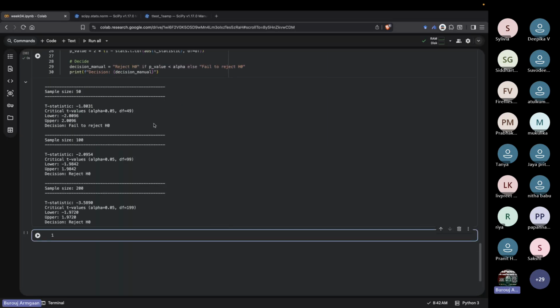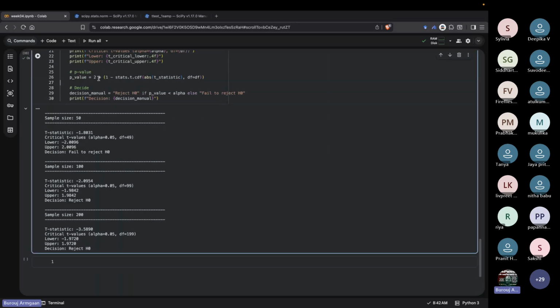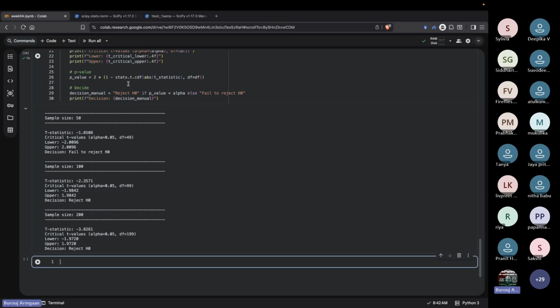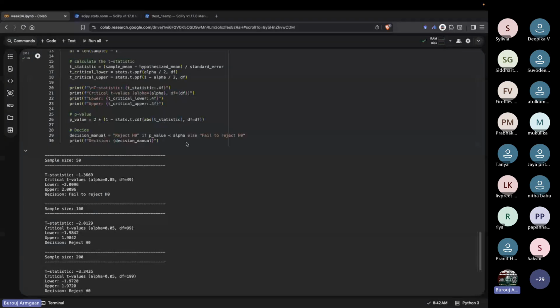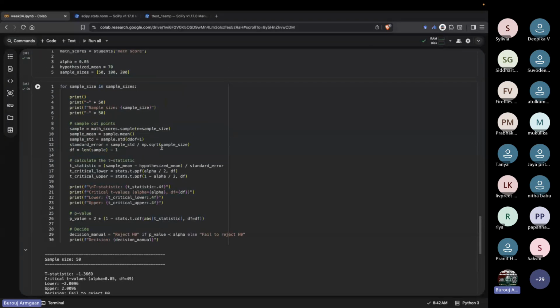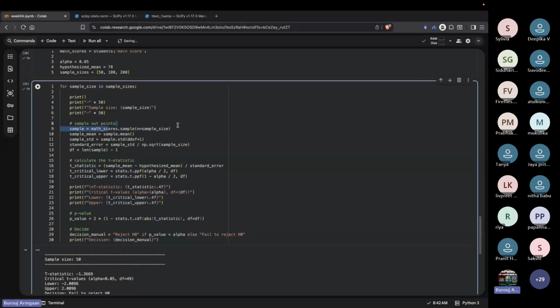100, we get this. 200, we get this. You would also notice that these values are changing as we run it repeatedly. This happens because we are taking a uniform sample at this point and we have not passed a seed.